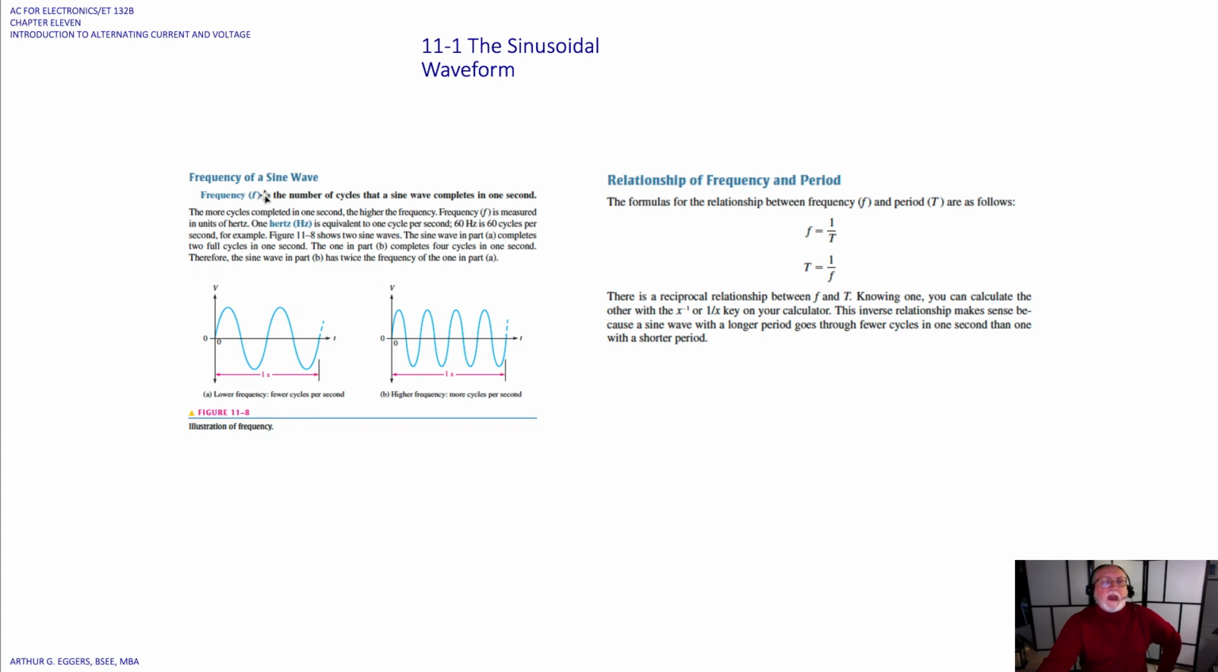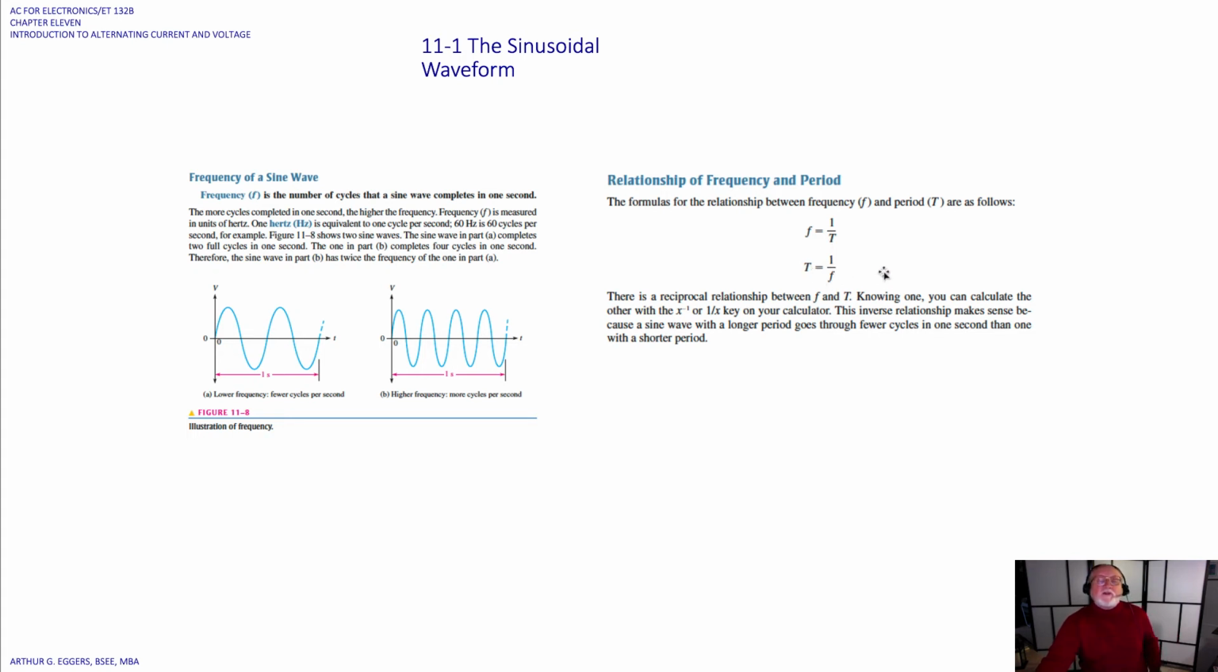Okay, so now that we have the frequency relationship of a sine wave, let's look at its inverse relationship. The inverse relationship between frequency and period is shown mathematically as frequency is equal to 1 over T, which is 1 over the period, or the period is equal to 1 over frequency.